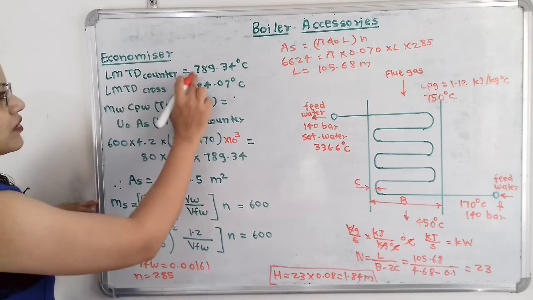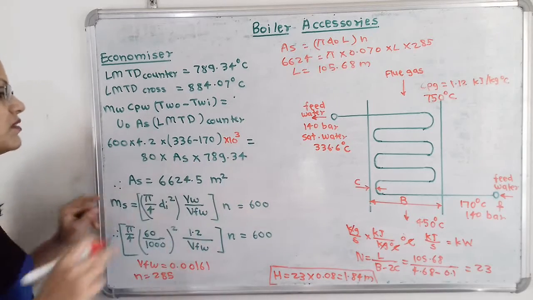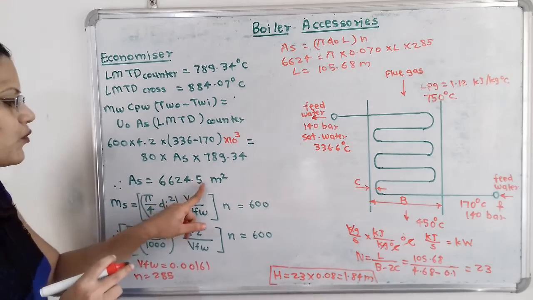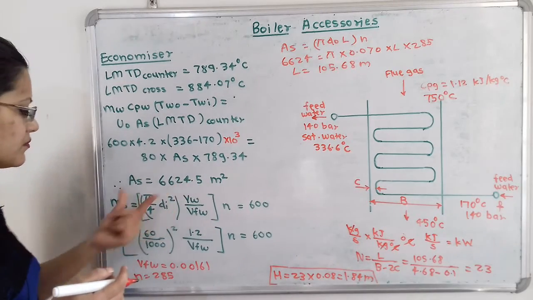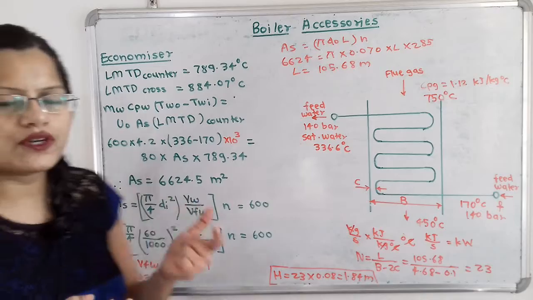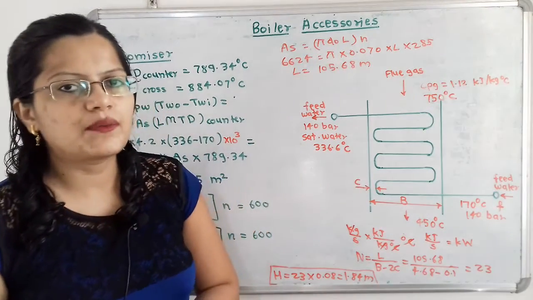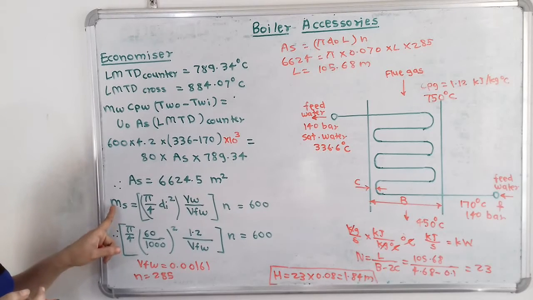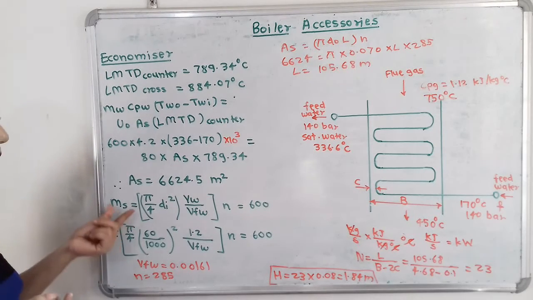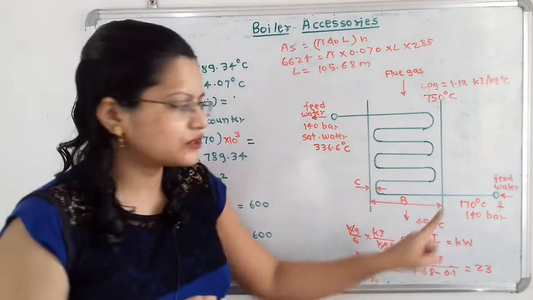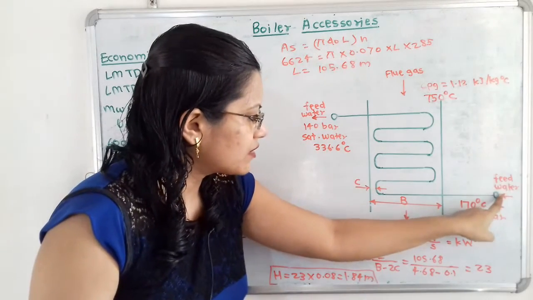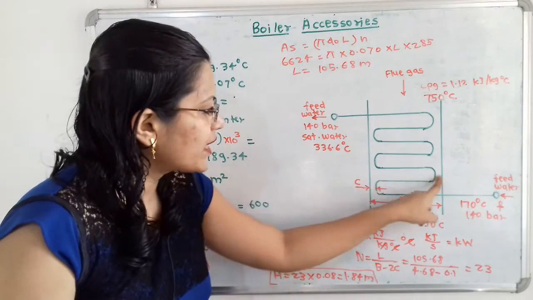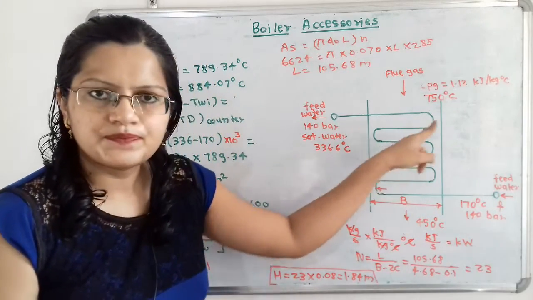So this counter flow here 789.34. So what is this surface area? That is 6624.5 meter square. Now we will calculate what is the number N, that is the number of coils. So number of coils, that is ms. So we will take the mass flow rate of steam. So mass flow rate of steam, if we observe here, this feed water is entering into this pipe and it is moving inside these coils.